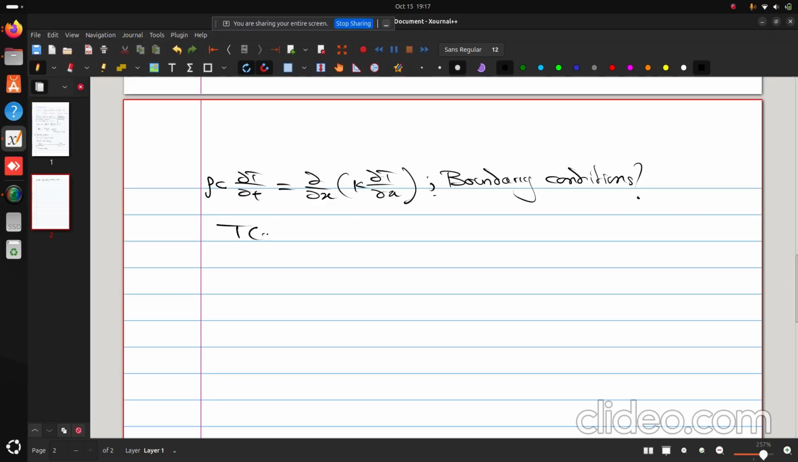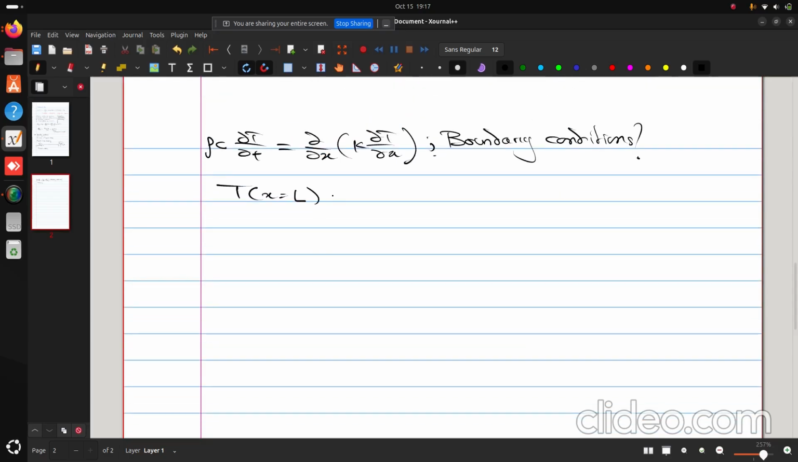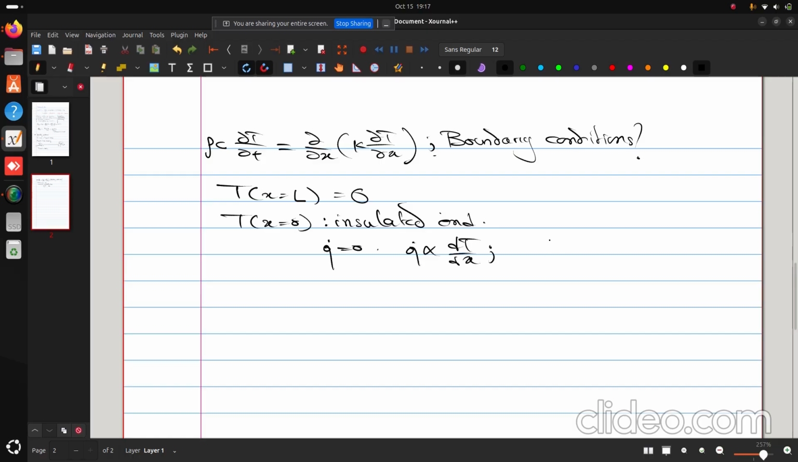So T at x equal to L, that is this boundary, will have temperature equal to 0, right? And at the right end, that is T at x equal to 0, what do we have? We have an insulated end, right? Which means that the heat flux is 0, which also means that q dot, which is proportional to dT by dx, so we can say that dT by dx equals 0.